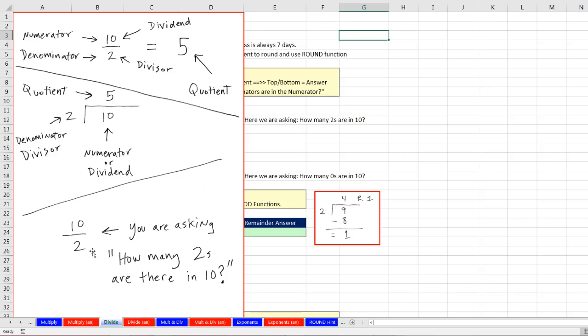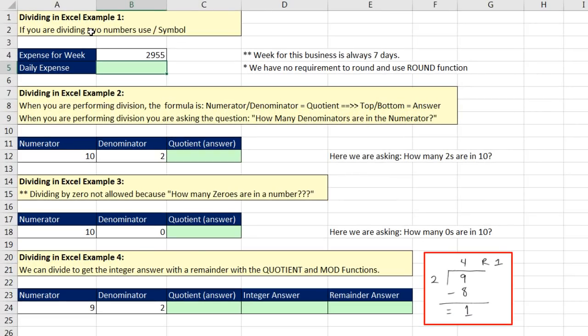Now, if we have 10 divided by 2, we are asking, how many 2's are there in 10? So here's the 2. How many of these are in that 10? Well, there's 5 of them. Now, example 1: the symbol that we've been using throughout this class so far, /, means division. So if we have an expense for the week and we need daily expense, we can simply divide it by 7. Equal sign, up arrow to get the weekly expense, divided by, and I'm going to type the 7 in because that is not going to change. Notice we didn't bother with numerator and denominator. We just did our division.